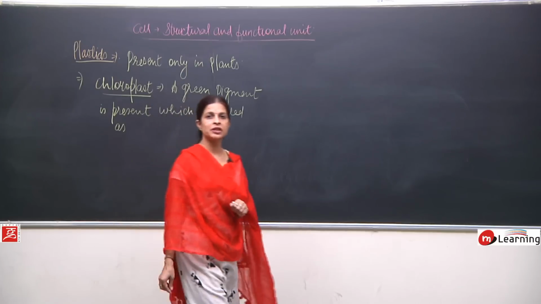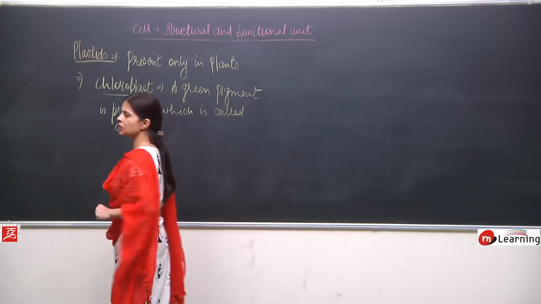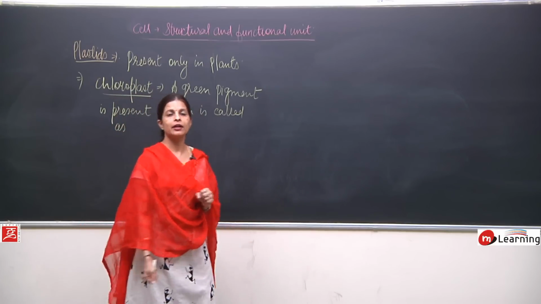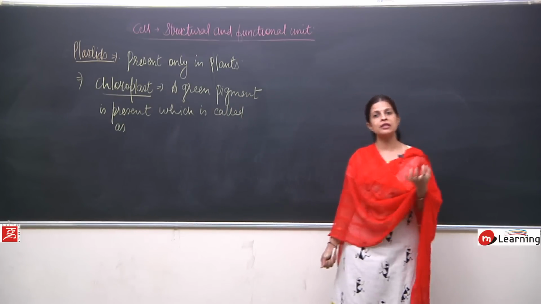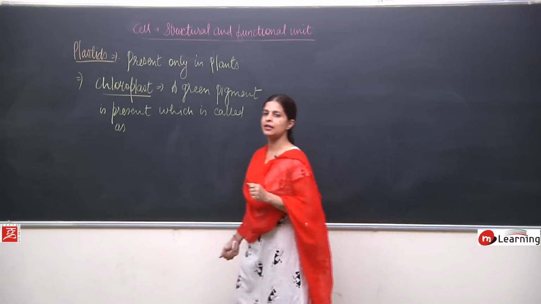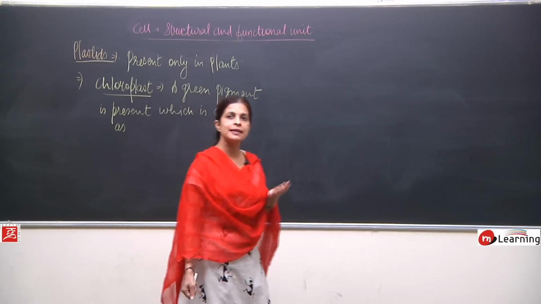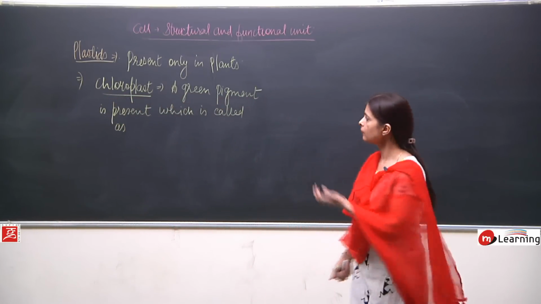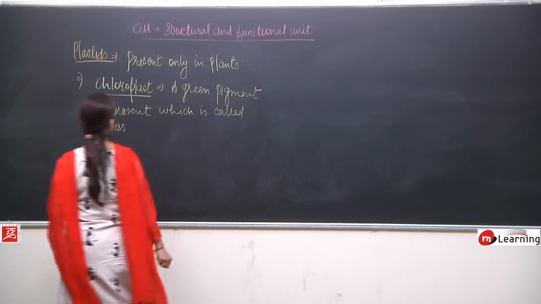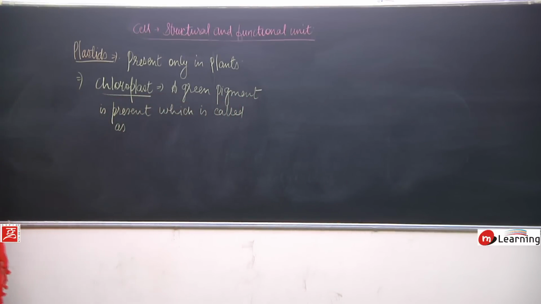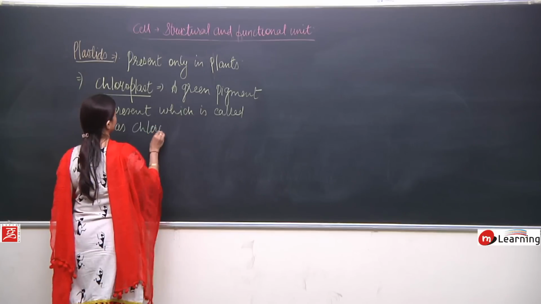We are discussing the plastids. Plastid is a structure which is present only in the plant cell. It has various functions. It gives color to flowers, fruits and vegetables. It is also responsible for the absorption of sunlight. But it has certain types, and the different types of plastids have different functions. So the first type is chloroplast. A green pigment is present in the chloroplast, which is known as chlorophyll.